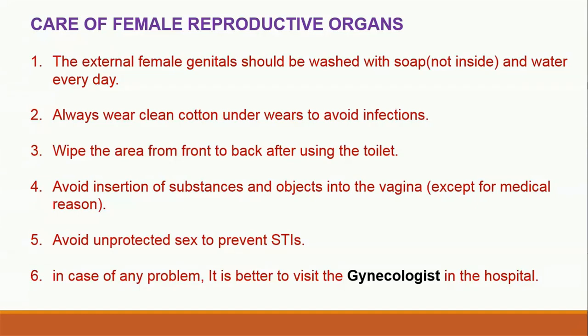4. Avoid the insertion of substances and objects into the vagina, except for medical reasons. Then 5. Avoid unprotected sex to prevent sexually transmitted infections. And 6. In case of any problem, it is better to visit the gynecologist in the hospital. Now, the gynecologist is a doctor that takes care of any matter that involves the female reproductive system.